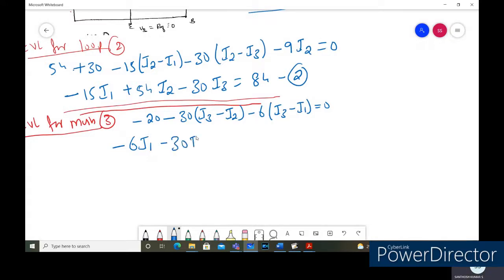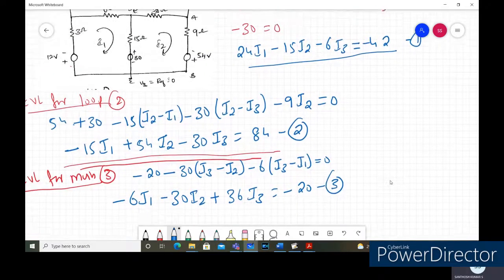So minus 30 into I2, plus in loop 3 we have 36 into I3, so this is equal to minus 20. Call this equation number 3. So we got the three mesh equations, equation 1, equation 2, and equation 3.